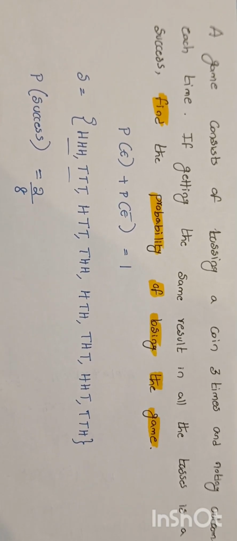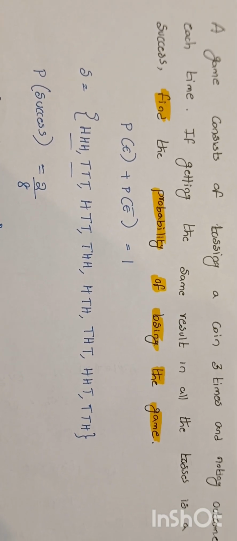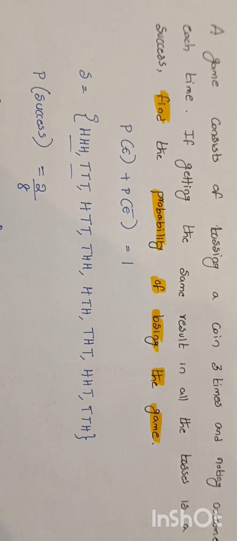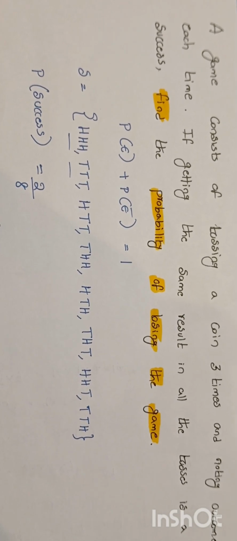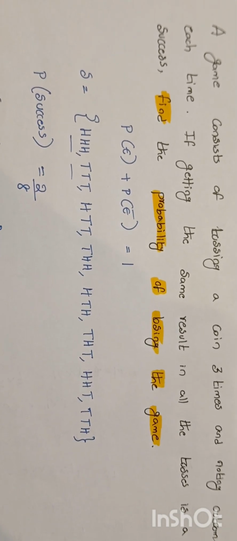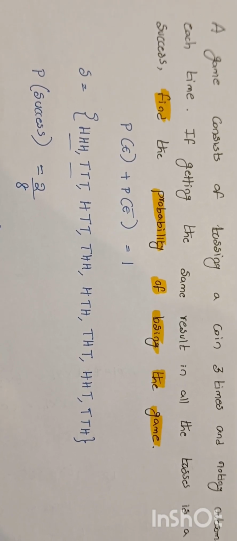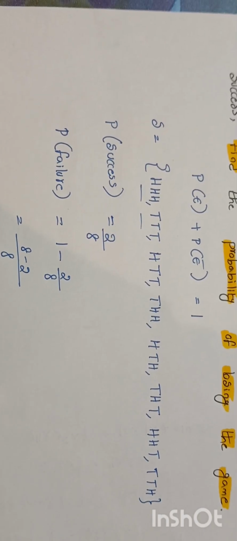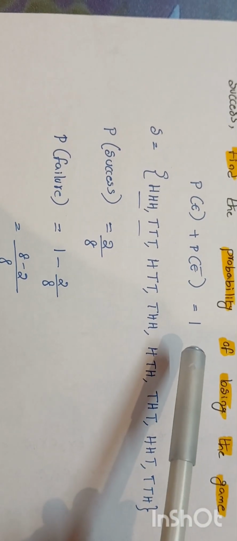Today we will discuss some more important problems in probability. First example: a game consists of tossing a coin 3 times and noting the outcomes each time. If getting the same result in all the tosses is a success, then find the probability of losing the game. We know that probability of success plus probability of failure is equal to 1.